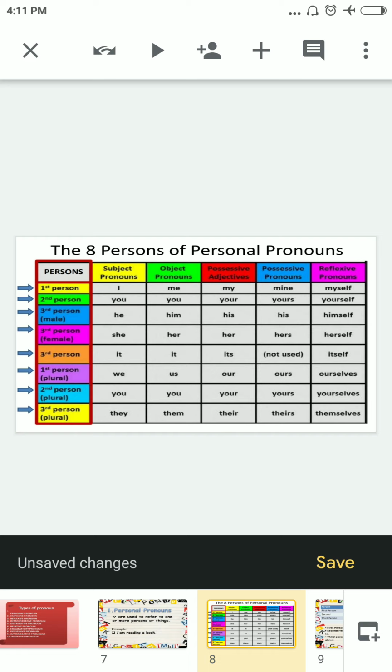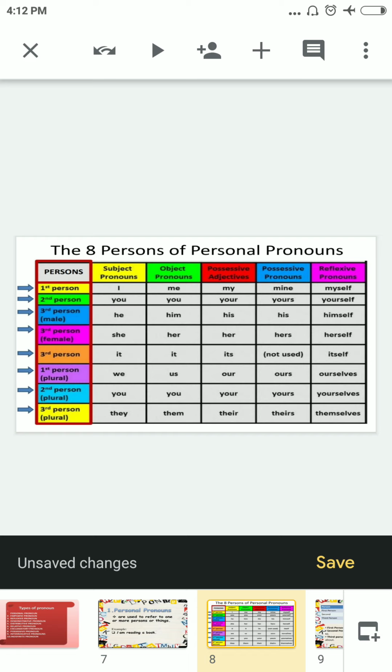See, there are eight personal pronouns. How can we use them differently for different persons? They can be used as subject pronouns, as object pronouns, as possessive adjectives, as possessive pronouns, or as reflexive pronouns. So how are we able to use them differently? I am taking only one example.